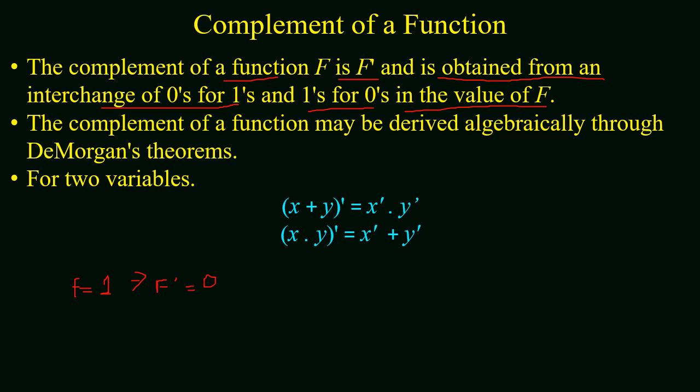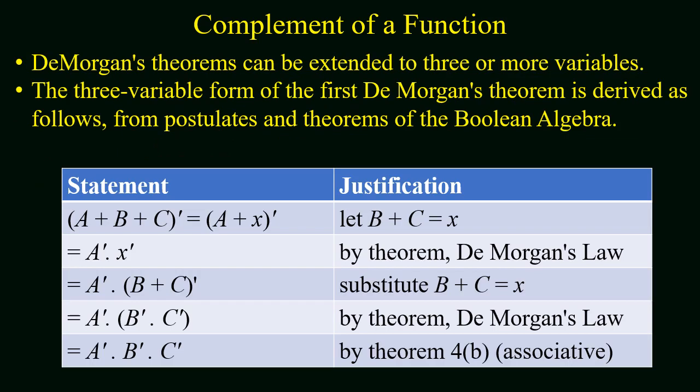The complement of a function can also be derived using De Morgan's theorem, which says that for any two variables x and y, (x plus y) whole prime is equal to x prime dot y prime, and (x dot y) whole prime is equal to x prime plus y prime. Now the De Morgan's theorem can be extended to three or more variables.